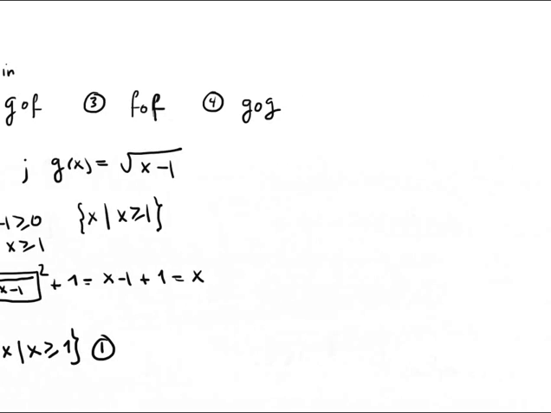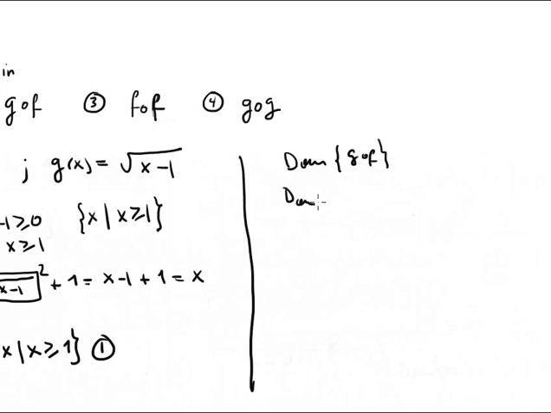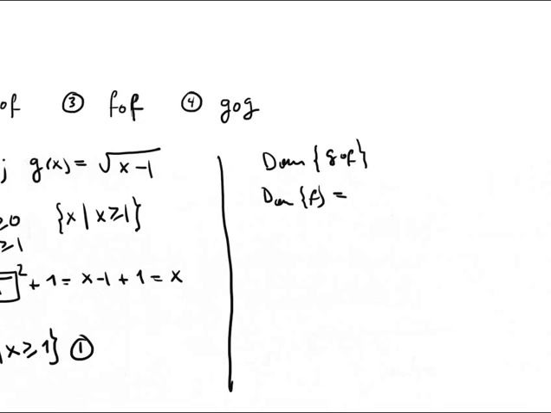For the condition 2, the domain of the function G composite F. Domain of F first. Domain of F is a polynomial function, it's a real number.